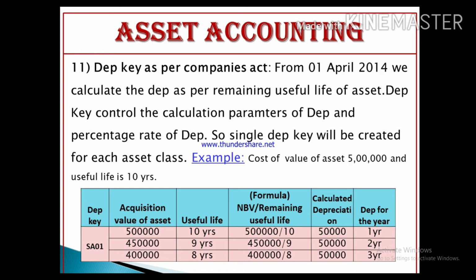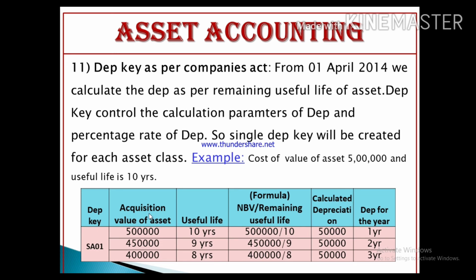For example, the cost value of an asset is 5 lakh rupees and its useful life is 10 years. This useful life is provided by the Companies Act. By the government, we get to know the useful life of each asset. The core team members will provide you all the information about useful lives. So we will create only one depreciation key.